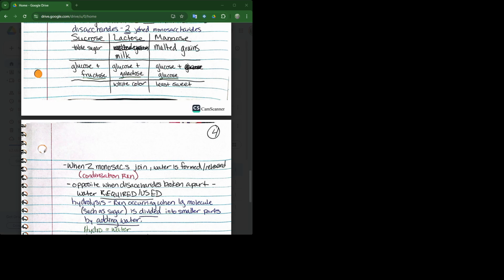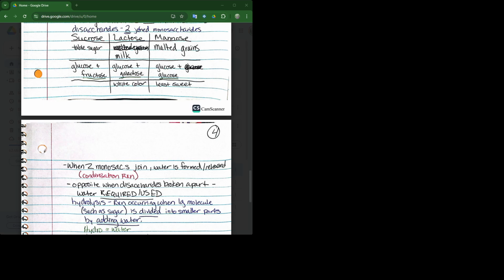In the next paragraph, this process of molecules joining and releasing water is reversible. Hydrolysis occurs when a large molecule, such as sugar, is divided into smaller parts by adding water. If you hydrolyze a molecule of sucrose, you will get one molecule of fructose and one molecule of glucose. The body uses this process to digest the disaccharides in foods. For hydrolysis to occur, water must be present. This is why sweetened drinks are not as thirst quenching as plain water. Part of the water is used to digest the sugar and is not available for other functions.